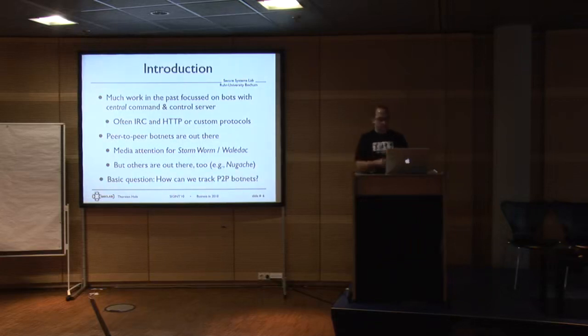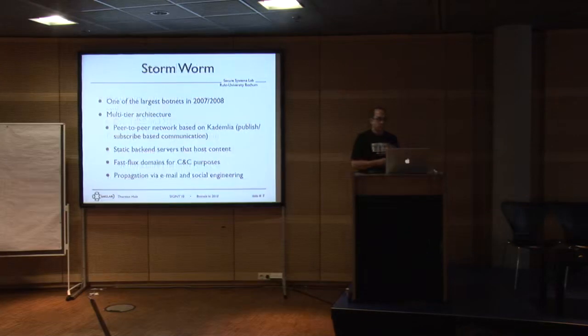And then the basic question we dealt with in the past is, how can we track those botnets? How can we learn more about them in an efficient way? And how can we mitigate them in order to stop their propagation? So first I'll talk about Storm, since this is one of the earliest ones that got pretty large. They managed to infect more than 100,000 machines worldwide, and it was one of the largest botnets back in 2007, 2008. So from a historic perspective, it's probably the interesting one.